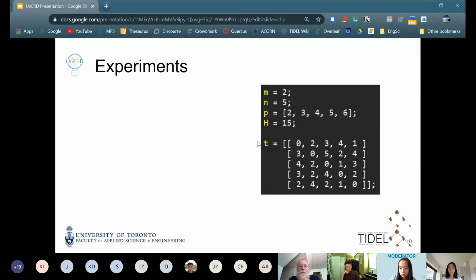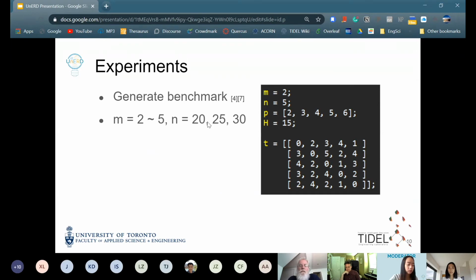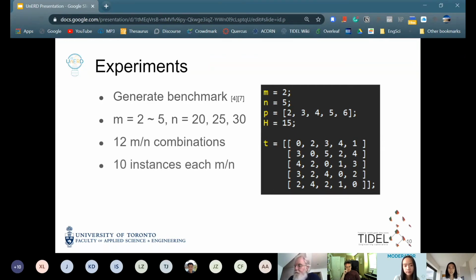So we generated benchmark instances with random values, but we controlled the number of machines to be between 2 and 5. And for each m value, we consider these 3 job numbers. So in total, we have 12 m-n combinations, and we create 10 instances for each combination. We also enforce a 5-minute time limit for each instance. All these number decisions are based on previous literature and some preliminary testing. So we ran experiments with each model, solving the benchmark instances.